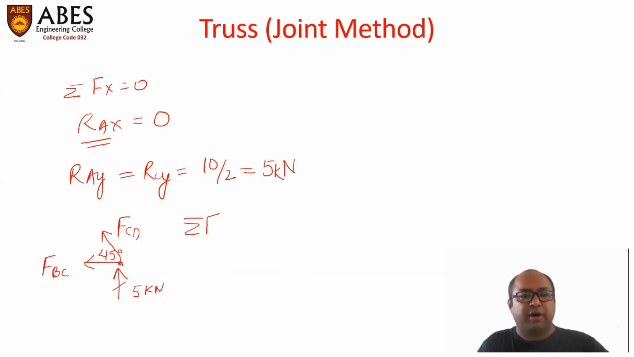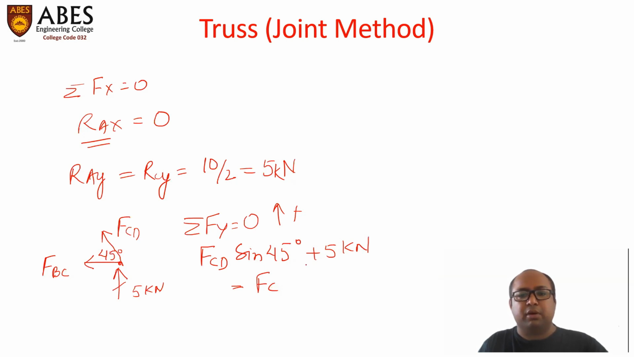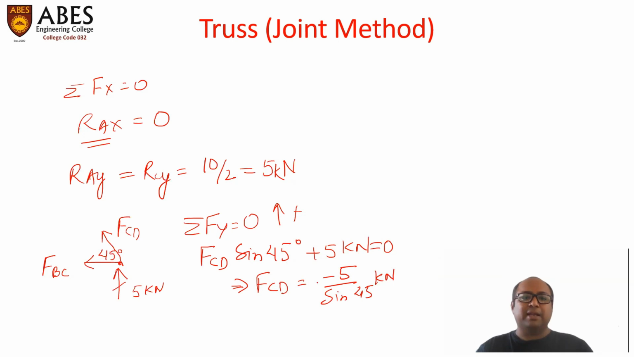So summation Fy equals 0, taking upward direction as positive. So what can you write? Force in member CD sine 45 plus 5 kilonewton equals 0. From the above equation, we can easily see that FCD is minus 5 by sine 45 kilonewton. This minus sign signifies that member CD is in compression.